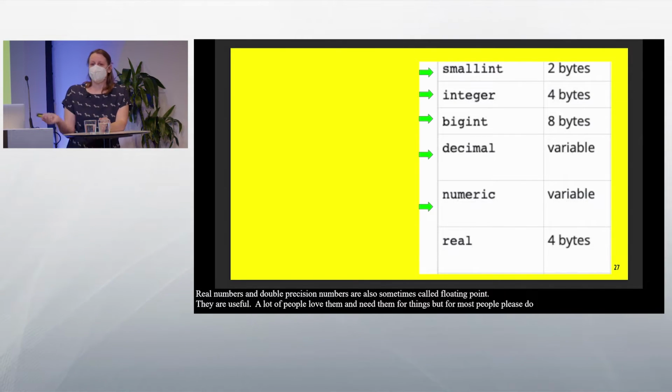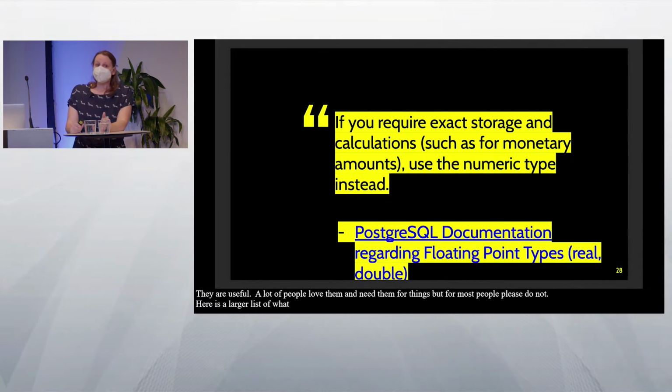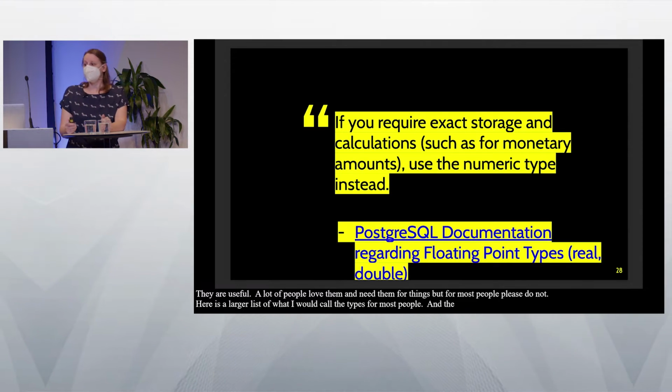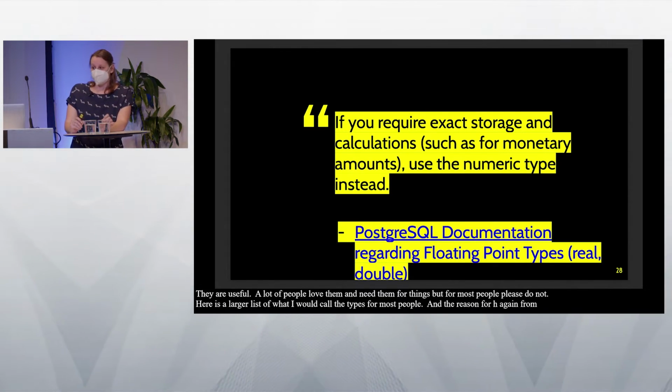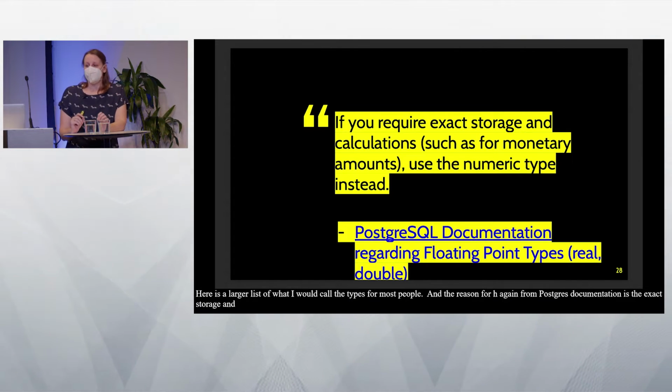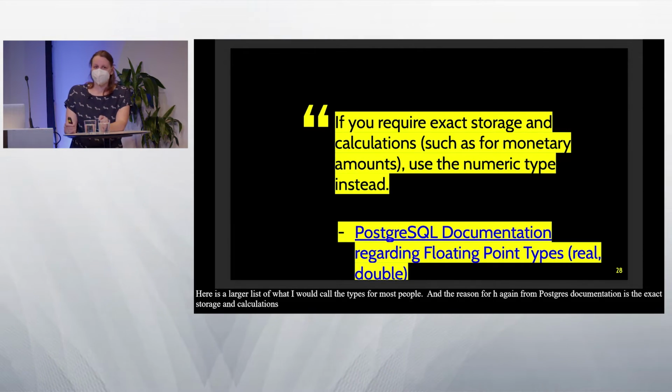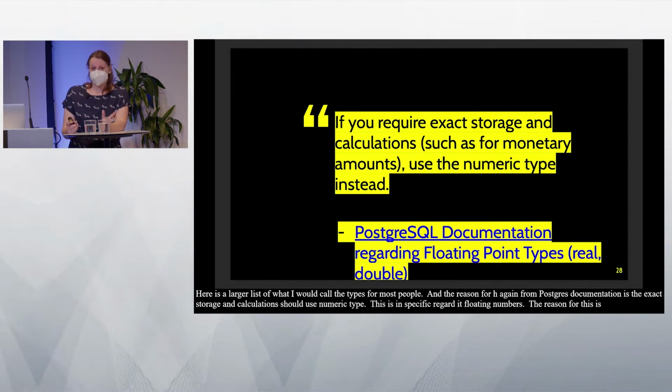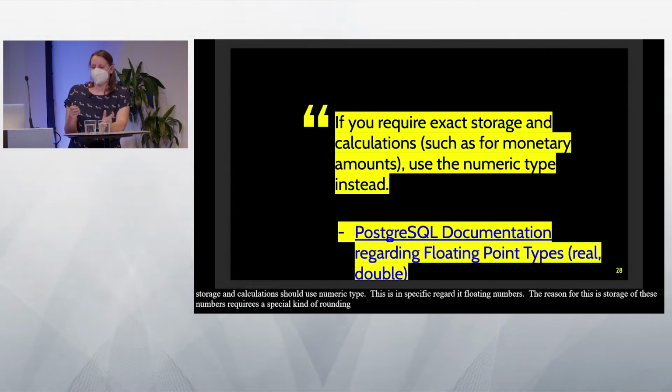Here's a smaller version, larger resolution of the list of what I would call your approved numeric types for most people. And the reason for this, again from the Postgres documentation, is that exact storage and calculations should use numeric type. And this is specifically in regard to floating point numbers. The storage of these numbers requires a special kind of rounding inside the computer or inside your storage. And math on inaccurately rounded numbers is going to end up with an inaccurate result.